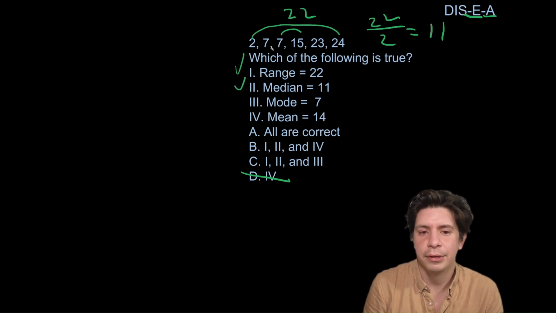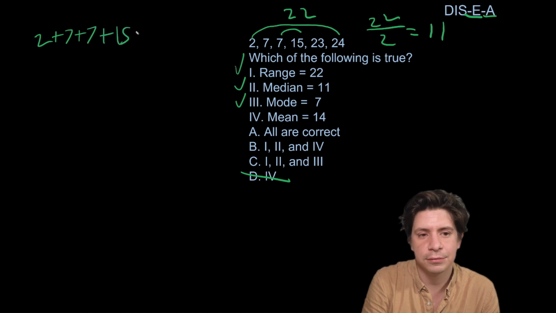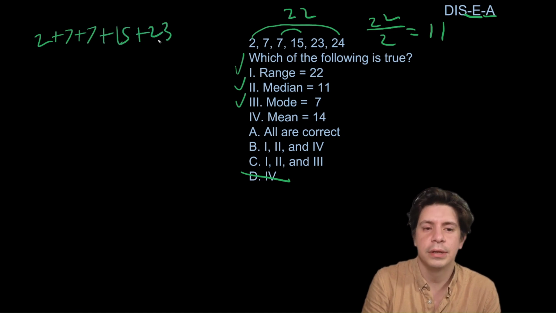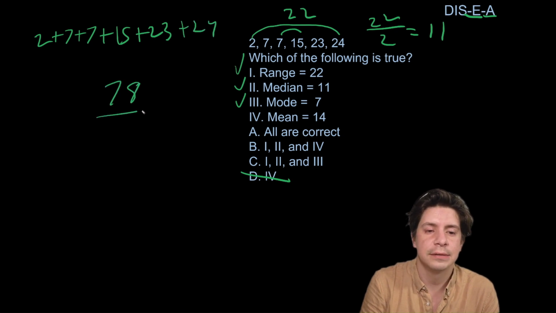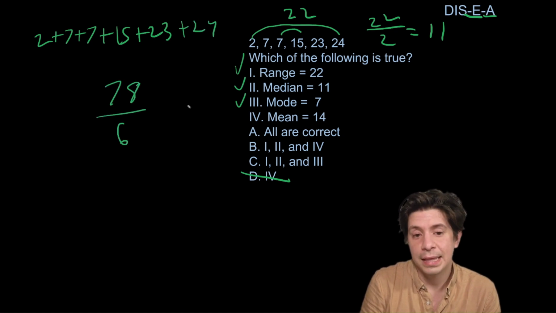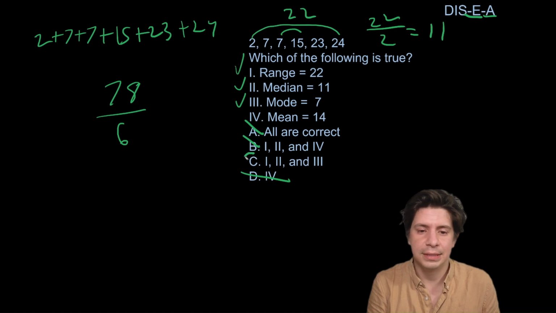Mode is the most common number, so 7 comes up twice, and nothing else comes up twice, so that's also true. And then mean equals 14. To find the mean, we would add them all together and see what we get. So we would do 2 plus 7, which is 9, plus 7 is 16, plus 15 equals 31, plus 23 equals 54, plus 24 equals 78, divided by 6, and that is not a mean of 14, so it's not A and it's not B, it has to be C.